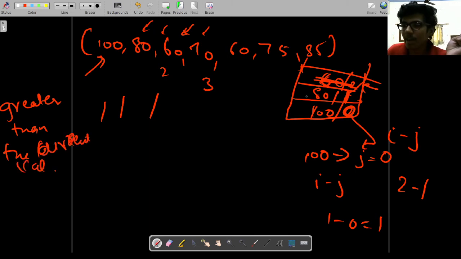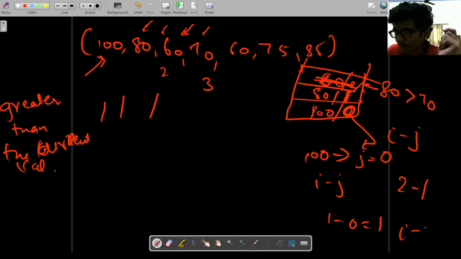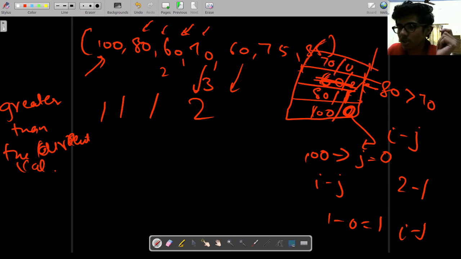Okay, now I will come over to 80. I see that it is greater than this 70. So when it is greater than 70, I will put I minus j. So 4 minus 2 will be there, and the answer for that will be 2. Okay, for 70 it is 2. For 60 now I have come, and before that I will be pushing 70. 70 is pushed with the value 4. I see that it is going to be 1.